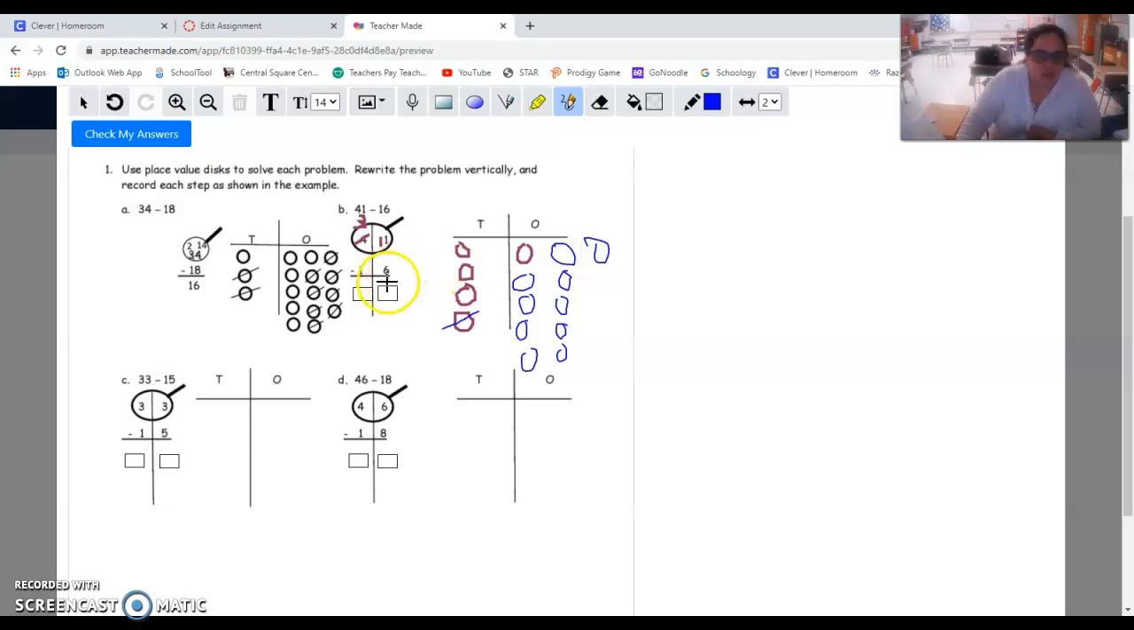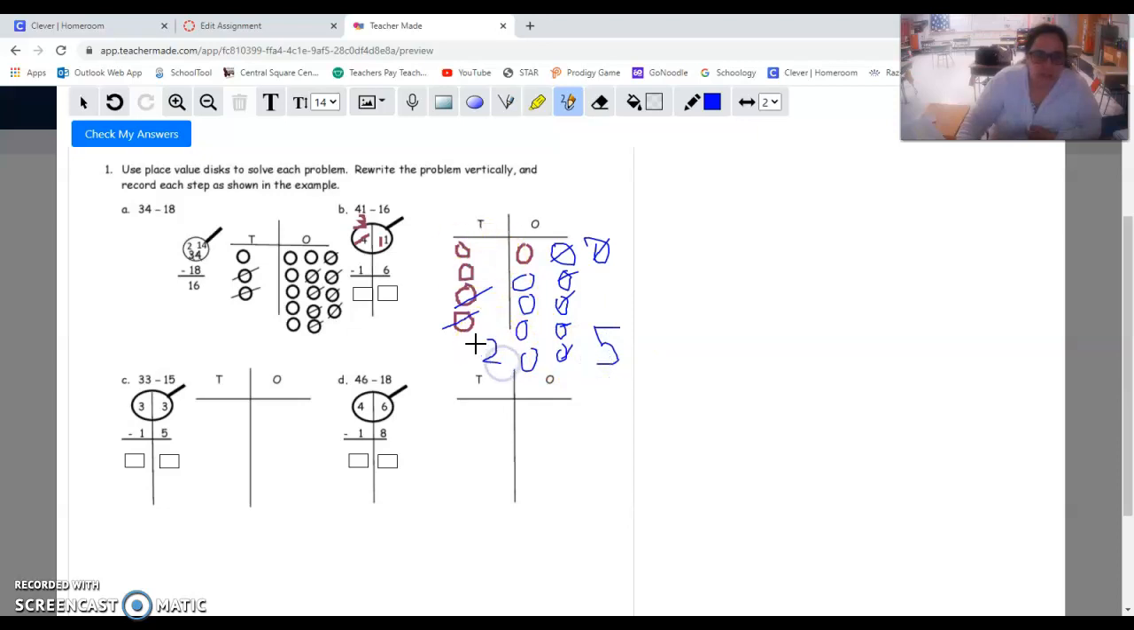It says take 6 ones away. So you cross out 6. 1, 2, 3, 4, 5, 6. And then it says cross out 1 ten. So if we count what we have left, we have 1, 2, 3, 4, 5, and 2 tens.